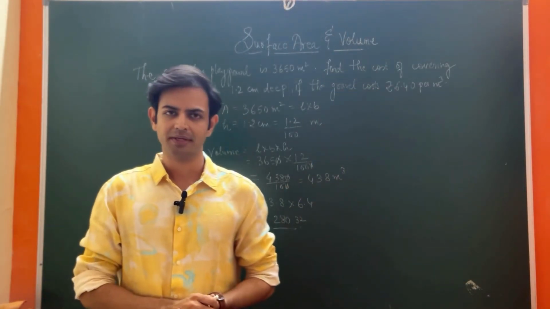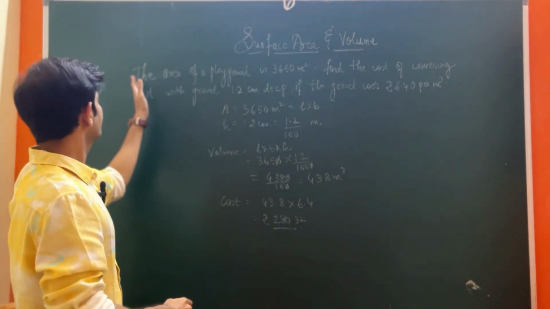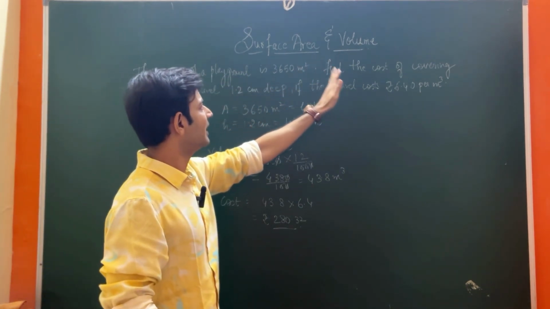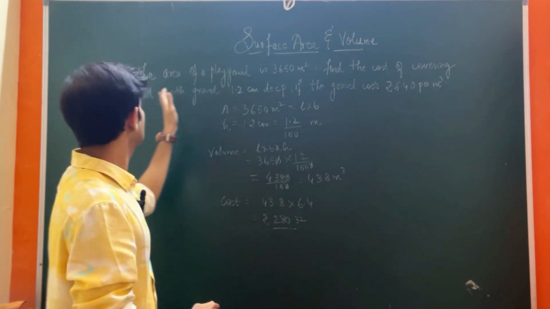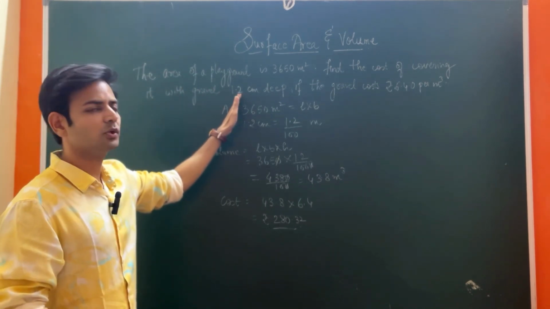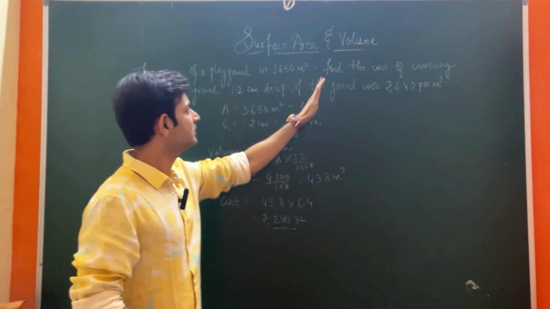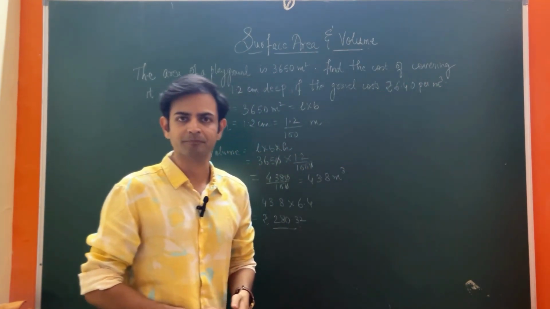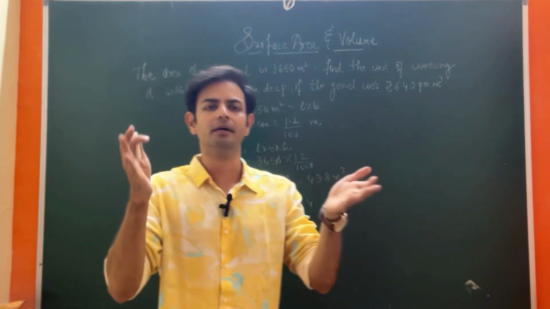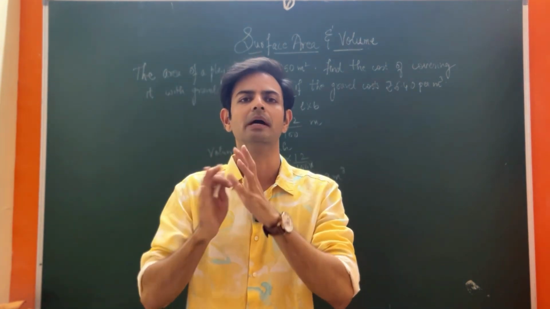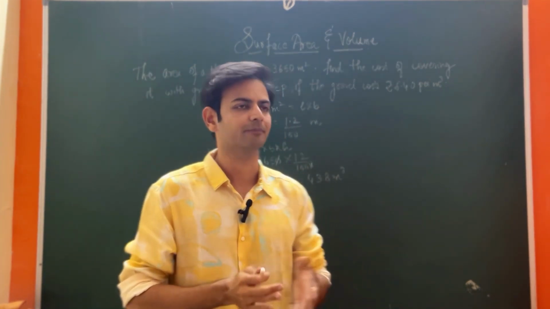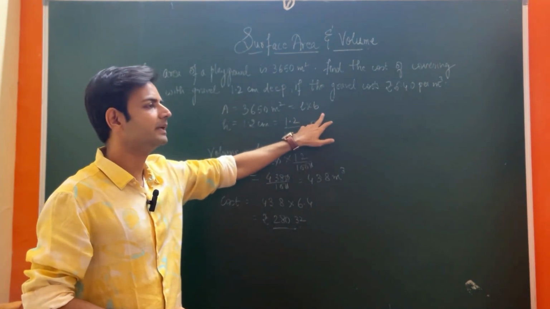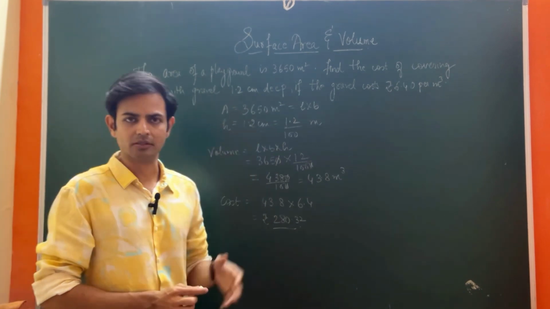Now let us take a question to understand this concept better. The area of a playground is 3650 meters square. Find the cost of covering it with gravel 1.2 centimeter deep if the gravel costs rupees 6.40 per meter cube. So a playground is a rectangle, so we have to assume that a playground is in the shape of a rectangle. So for a rectangle, the area will be L × B. So L × B here is 3650 meters square.